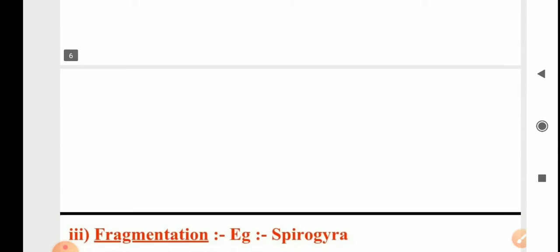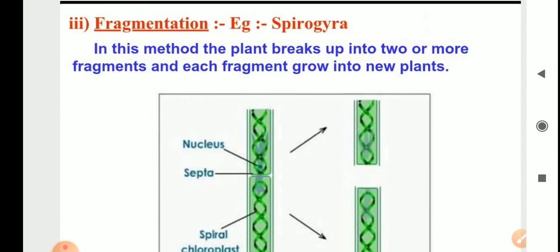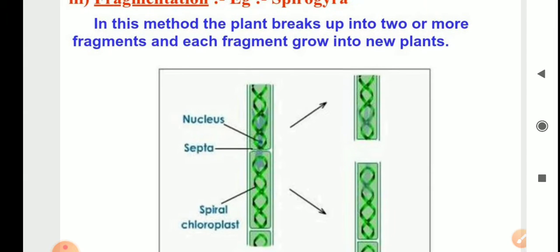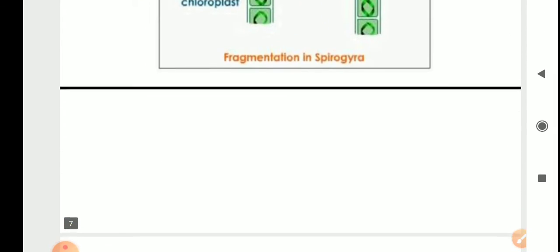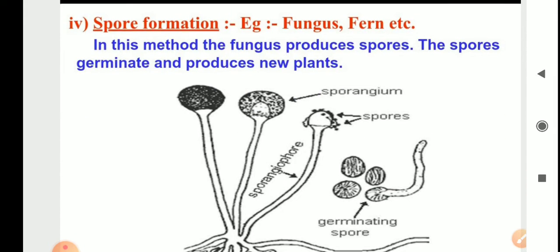Now next one is fragmentation. The example of fragmentation is Spirogyra. This type of reproduction is found in Spirogyra. In this method, the plant breaks up into 2 or more fragments, and each fragment grows into a new plant. Whatever fragments are formed, from each of them a new plant is produced. So this is fragmentation.